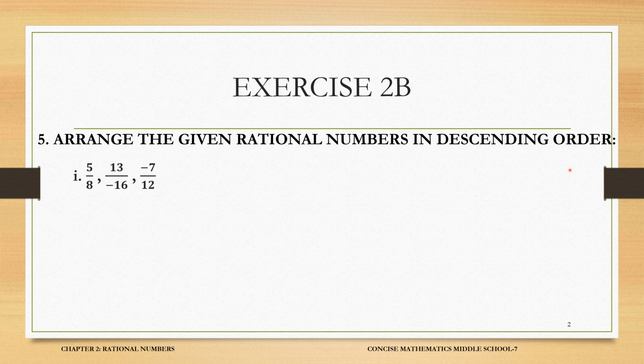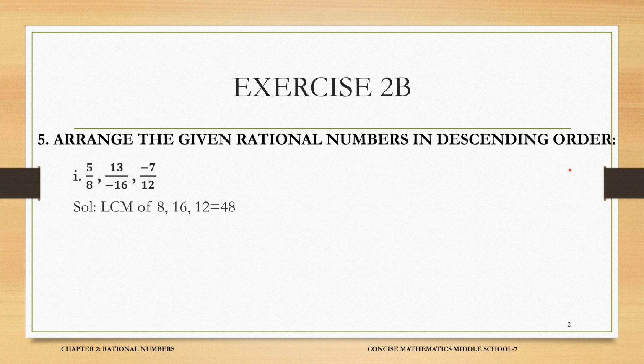So here they have given three rational numbers and we need to arrange them as per the descending order. But here all the numerators and denominators are different, right? So how to arrange them? First, take the LCM of the denominators, that is 8, 16 and 12. When you take the LCM, with the help of that LCM, you should make the denominators equal. All the denominators should be equal so that you can compare the numerators and arrange it easily.